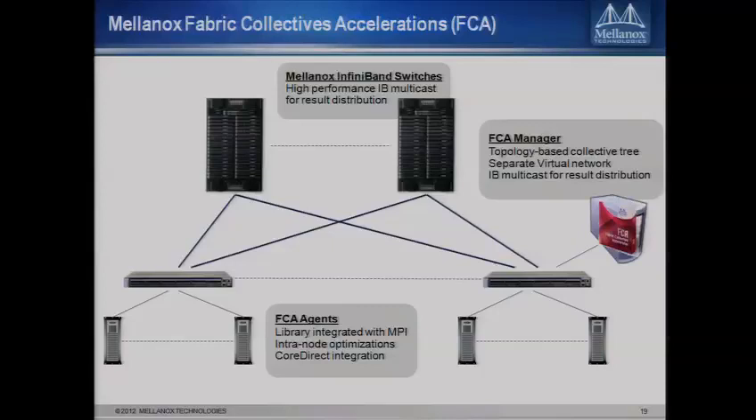It also can run the collective on a separate virtual network. InfiniBand has the concept of separate virtual networks for different traffic quality of services, and so FCA can actually take a separate virtual network and run the collective only on that network. It also takes advantage of IB multicast for results distribution. InfiniBand has a feature called multicast where the switch actually can replicate a packet. And so FCA relies on the switch replicating the packets for distributing the results of the collective operation. Dr. Panda talked a little bit about that as well, support for multicast in MPI and how it can help.